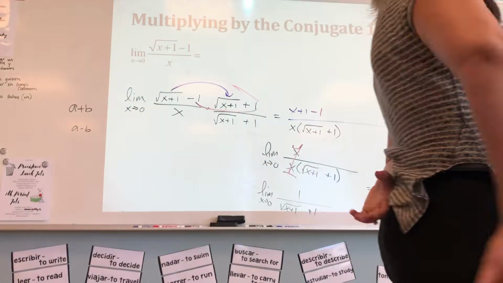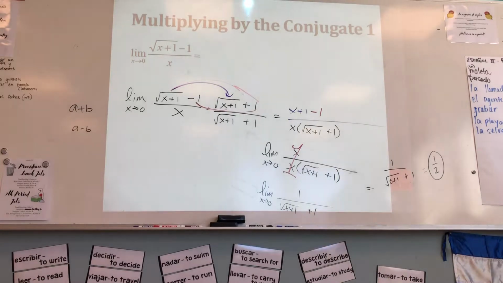Victoria, you can summarize this, Denzel. We turn 0 over 0 into 1/2. What was the more work we did? We multiplied by the conjugate. Okay. Why did we go for the conjugate instead of factoring?